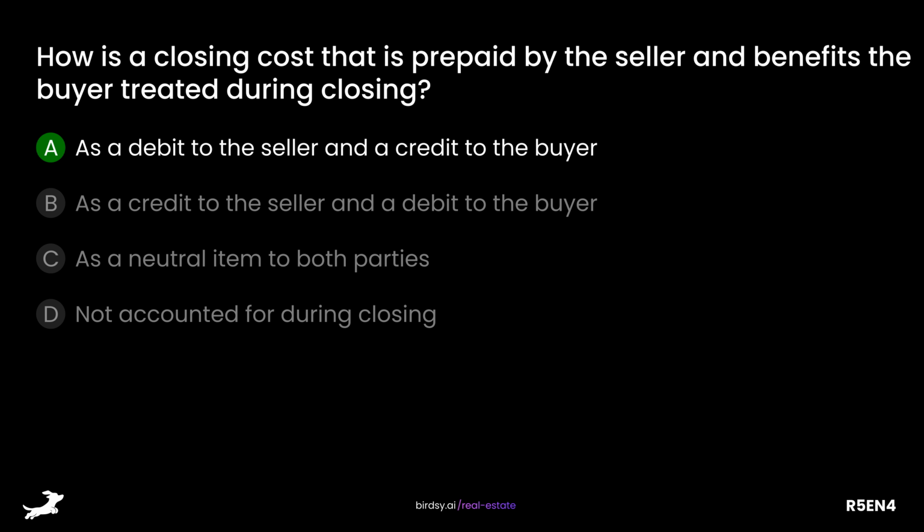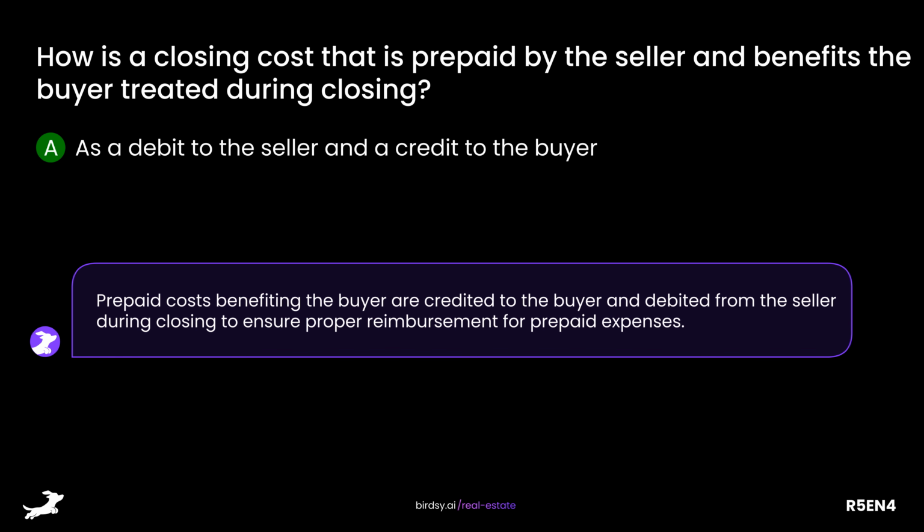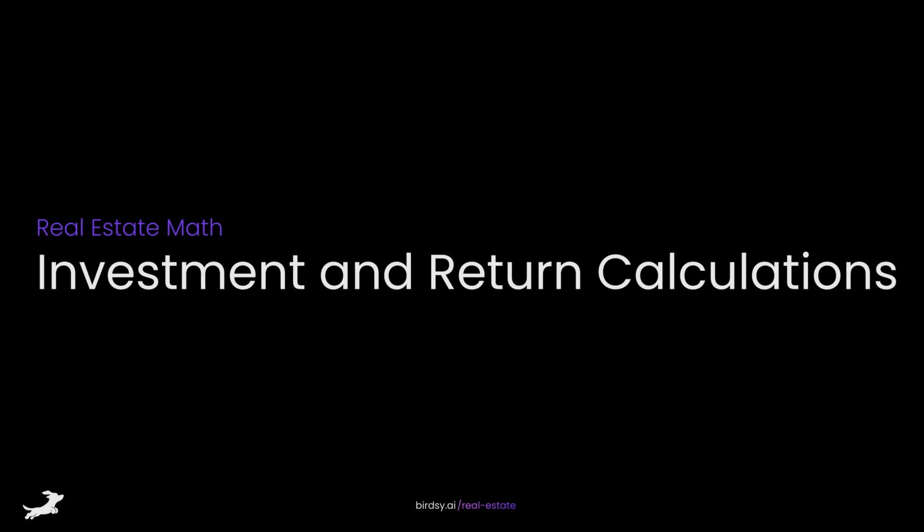The answer is A. As a debit to the seller and a credit to the buyer. Prepaid costs benefiting the buyer are credited to the buyer and debited from the seller during closing to ensure proper reimbursement for prepaid expenses. Investment and return calculations.